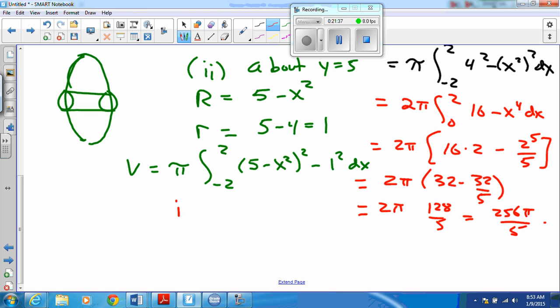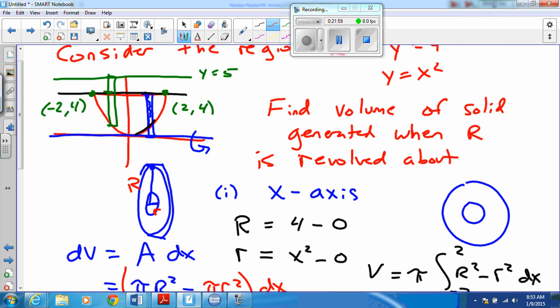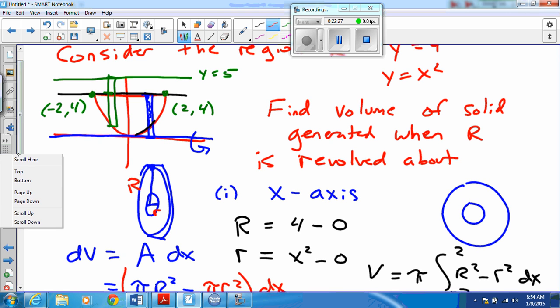Here's what I'd like for you to do. I'd like for you to consider a third solid of revolution formed when we take our region about y equals -1 to find the volume of that solid. Go. You can leave your answer in integral form. We slide back up. Okay, slide back down.